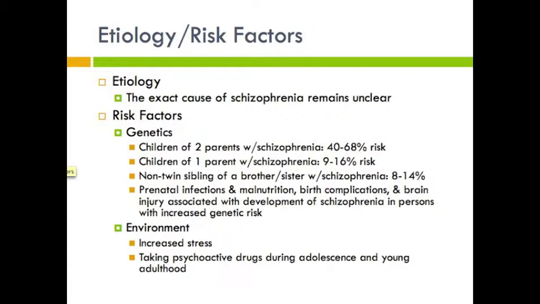Prenatal infections and malnutrition, birth complications, and brain injury are associated with development of schizophrenia in persons with increased genetic risk. For environmental risk factors, increased stress and taking psychoactive drugs during adolescence and young adulthood increases the risk for schizophrenia.